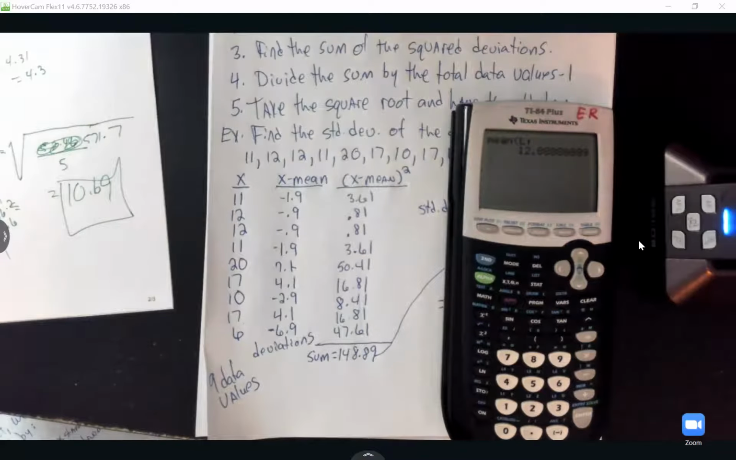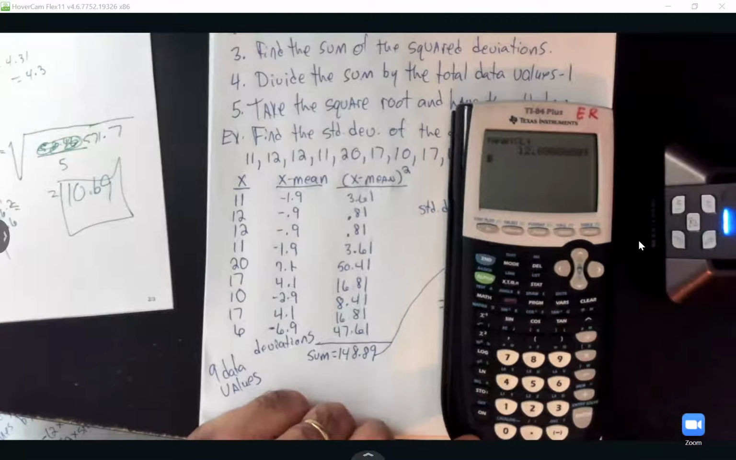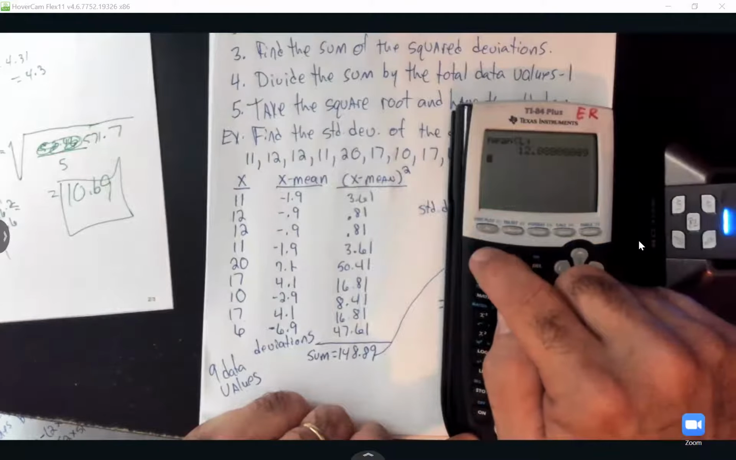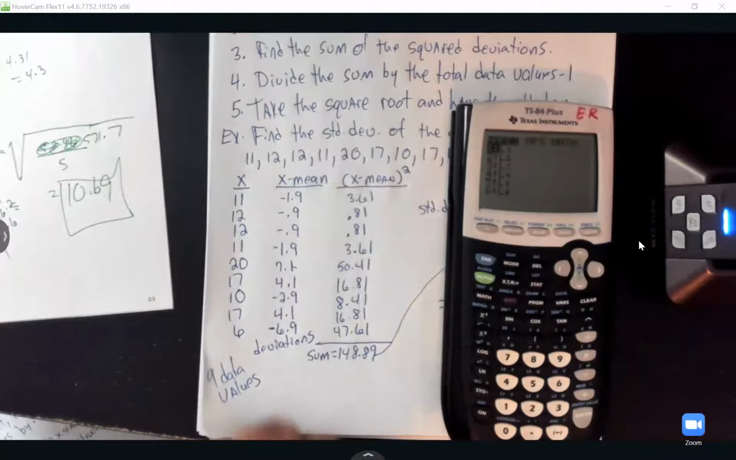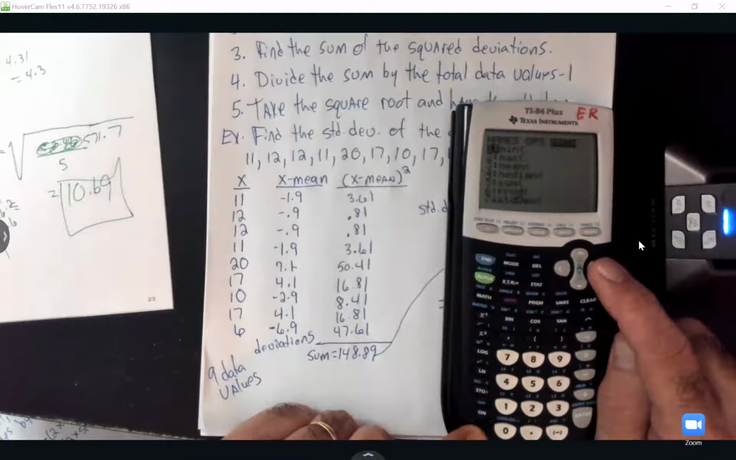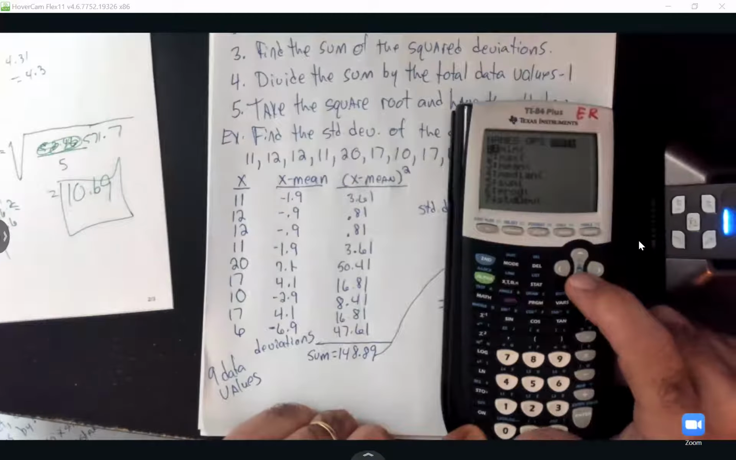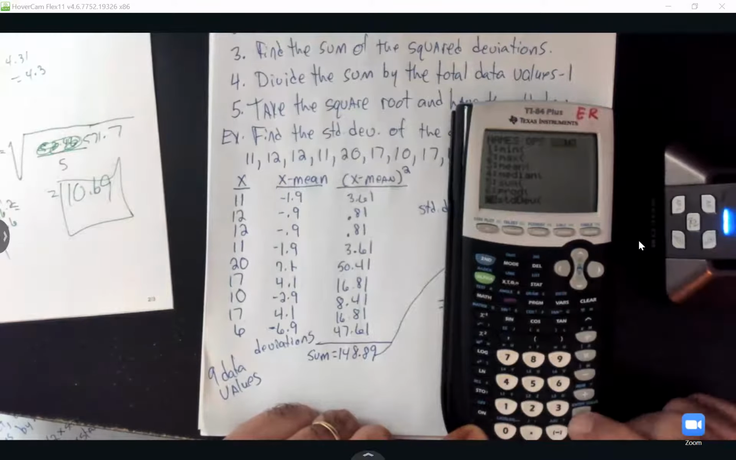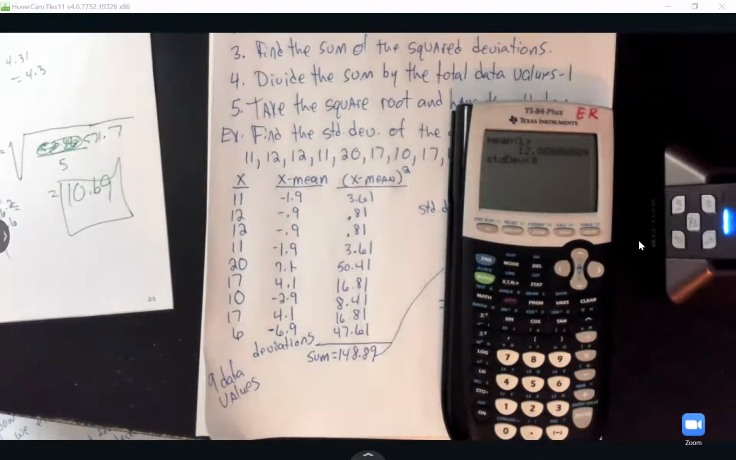So now we already got that list in there. Let's find the standard deviation. So remember, to do standard deviation, you're going to hit second stat, arrow over to math. Once you arrow over to math, go down to number 7 for standard deviation and hit enter. So now on the screen, it says standard deviation and it's waiting for me to get the list.